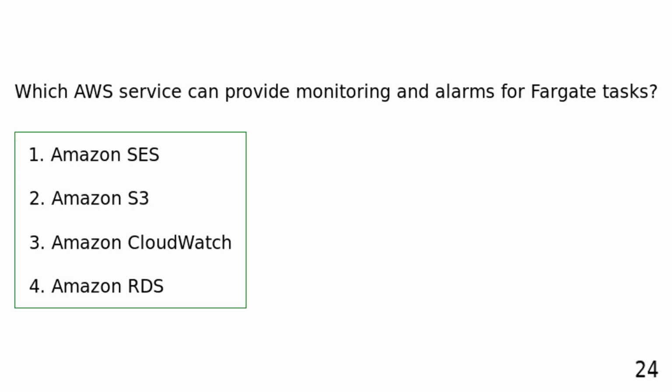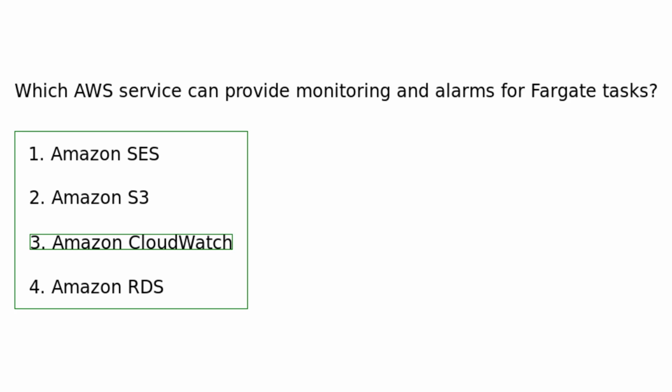Which AWS service can provide monitoring and alarms for Fargate tasks? Amazon SES, Amazon S3, Amazon CloudWatch, Amazon RDS. Amazon CloudWatch provides monitoring and alarms for Fargate tasks, offering insights into performance and operations.